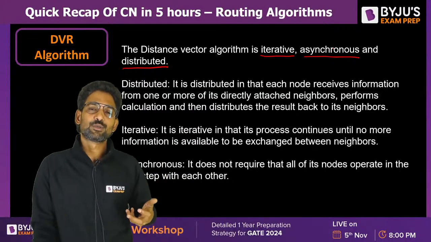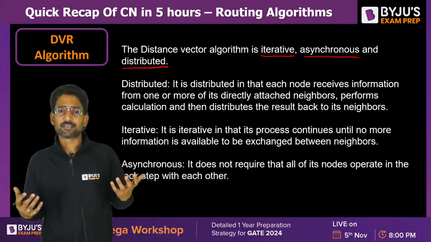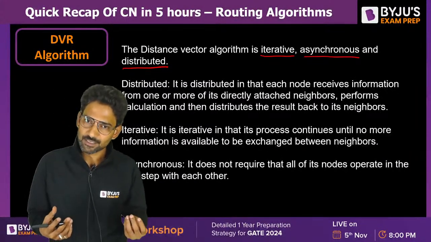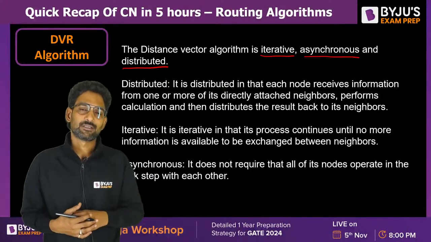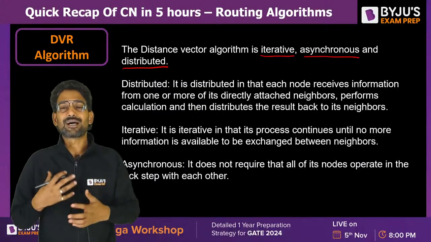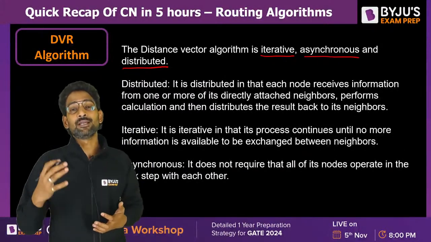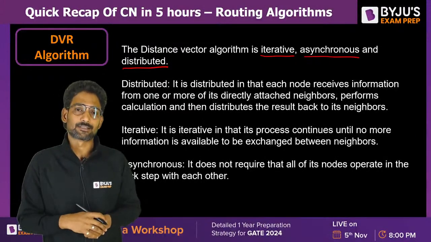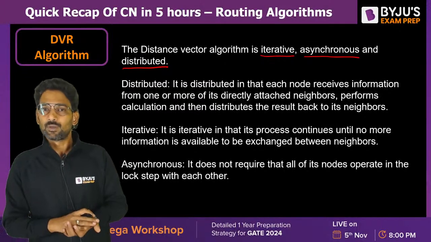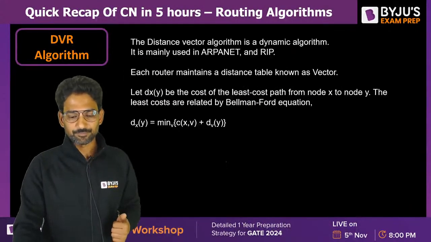Why we say asynchronous? When the routing tables update, we can't say, because triggered update is there, no? Triggered update says if any change occurs, immediately routing tables have to update. So the occurrence of this updation of routing tables is not falling at the same time intervals. Hence it is asynchronous. Okay, that is what is given in the further statements.